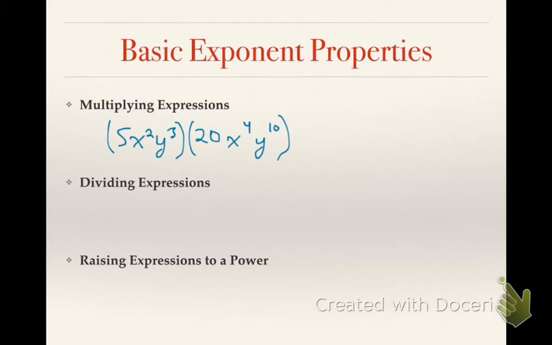So the coefficients, the numerical ones, just multiply like usual, so this becomes 100. The x to the second times x to the fourth becomes x to the 2 plus 4. And the y to the third and y to the 10th, when you multiply, becomes y to the 3 plus 10. You add the exponents. So your final answer in this example is 100 x to the 6th, y to the 13th. So when you are multiplying expressions, you add the exponents on common bases.